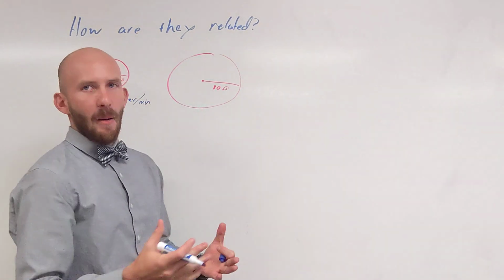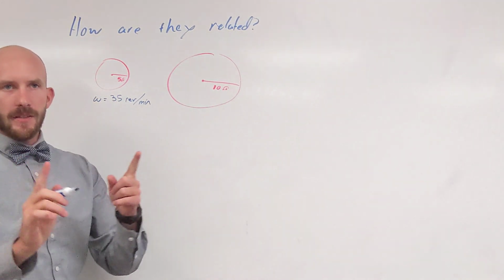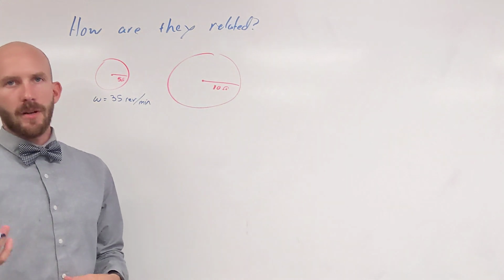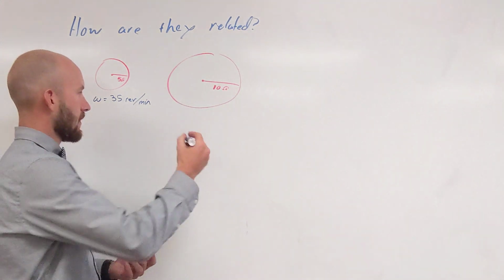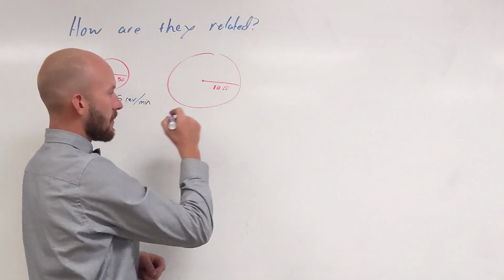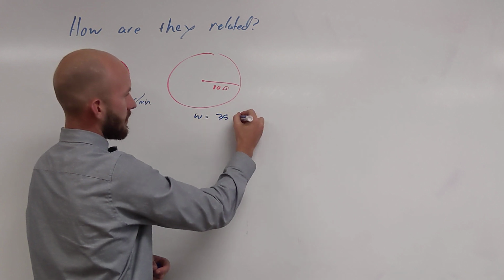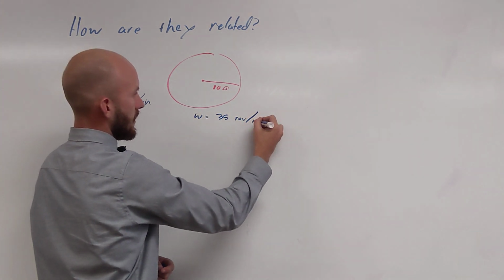But for the sake of argument, let's say that they're both making the same amount of revolutions in 1 minute. So this merry-go-round is making 35 complete revolutions in 1 minute, and this one is also making 35 complete revolutions in 1 minute.